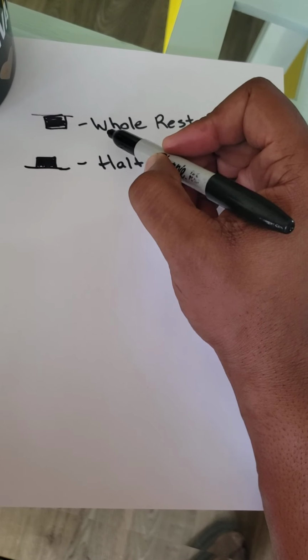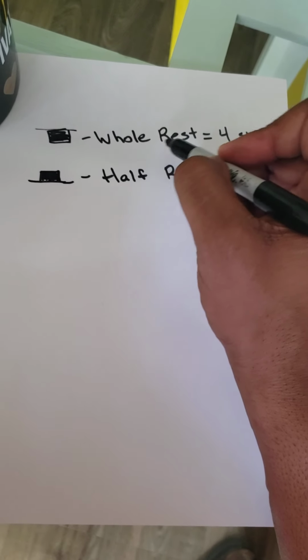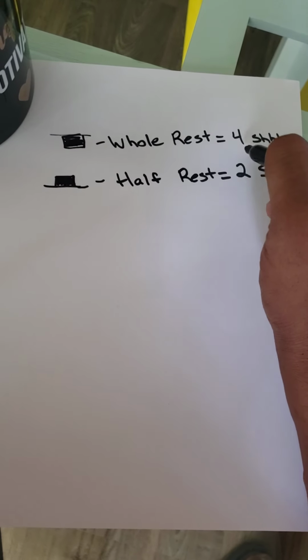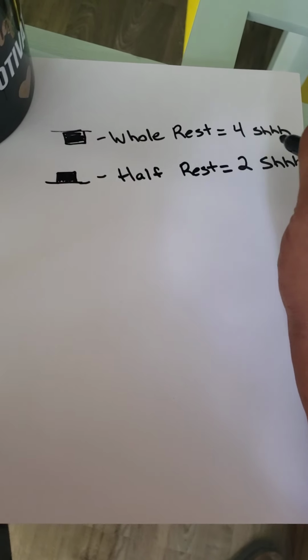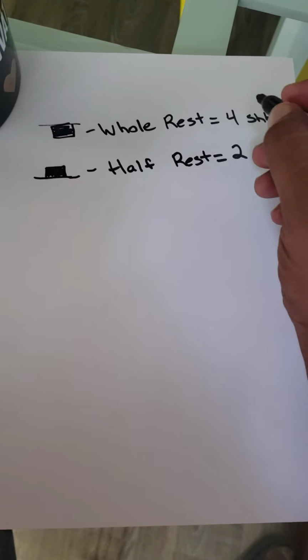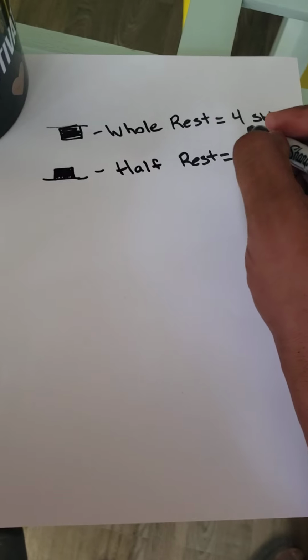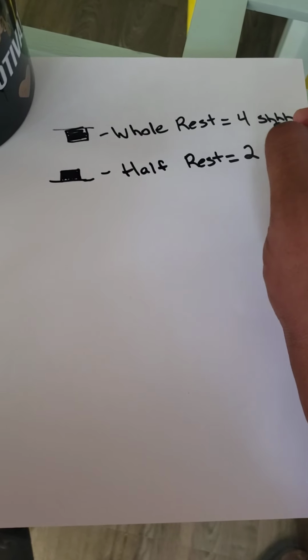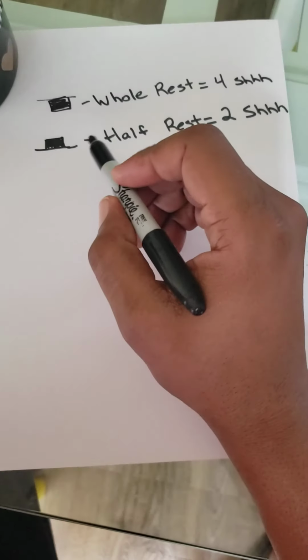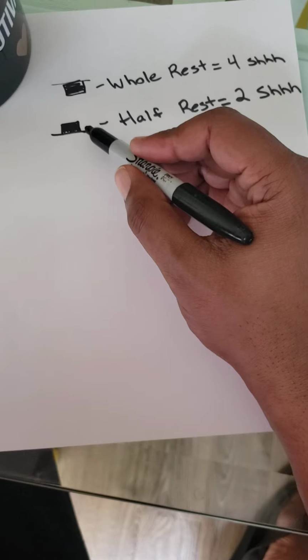Right beside it, I have the words whole, W-H-O-L-E, rest, R-E-S-T, and it equals 4 beats of silence. And that's why you see I put shh, because whenever you see one of these in music, you're going to have to be quiet for a total of 4 beats. Shh.